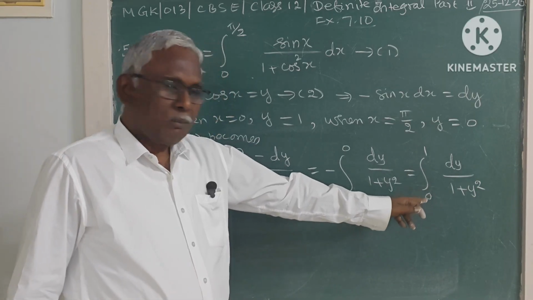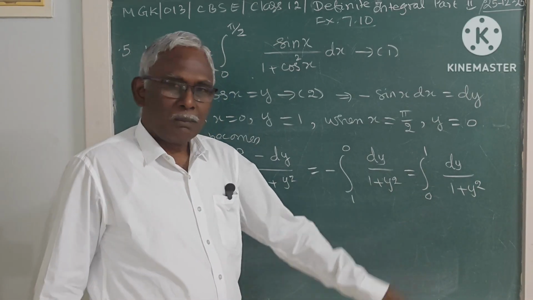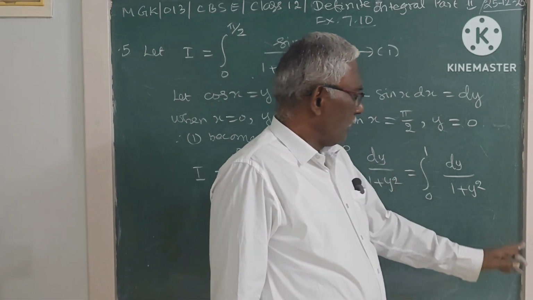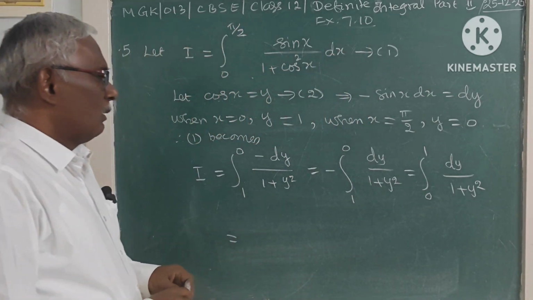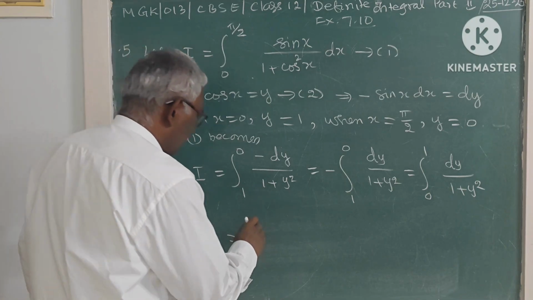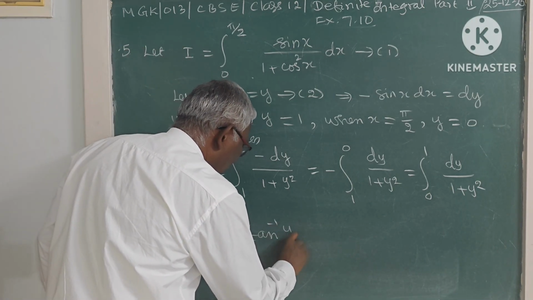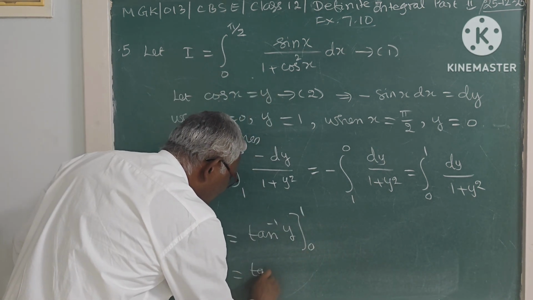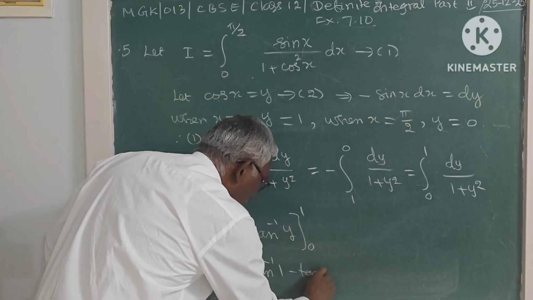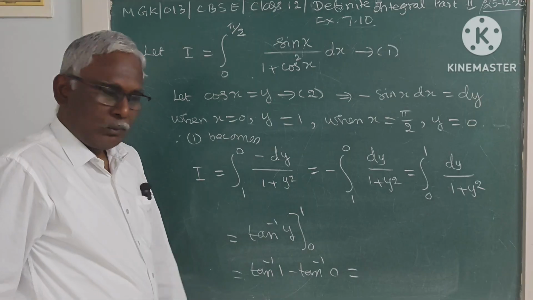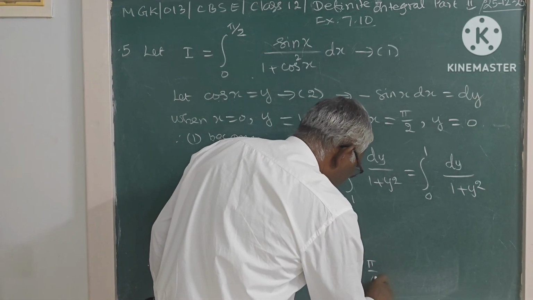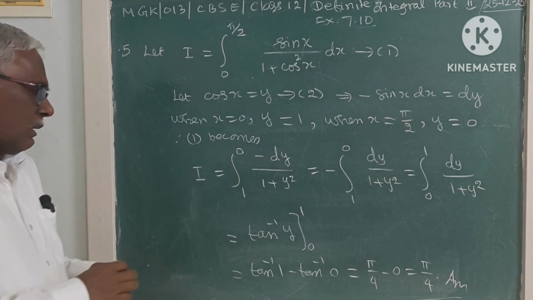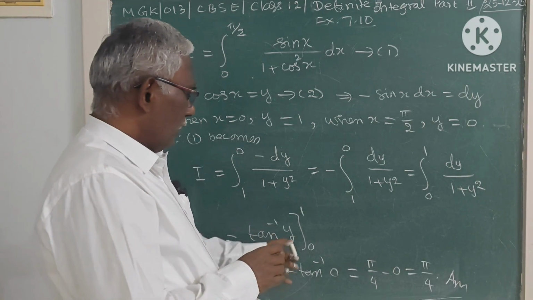Integral 0 to 1 dy by 1 plus y square is nothing but minus integral 1 to 0 dy by 1 plus y square. This is by using properties of integrals. The integral dy by y square plus 1 is equal to 1 by 1 into tan inverse y by 1. So that is nothing but tan inverse y from 0 to 1, tan inverse 1 minus tan inverse 0. Tan inverse 1 is pi by 4, minus 0 is equal to pi by 4. Tan 0 is 0, so tan inverse 0 also is equal to 0.